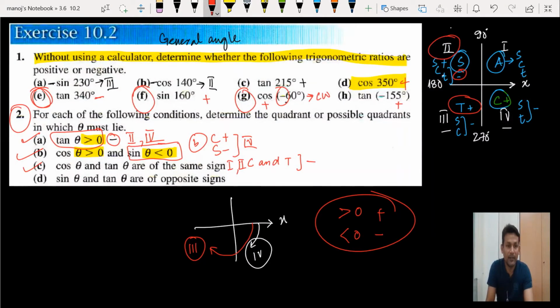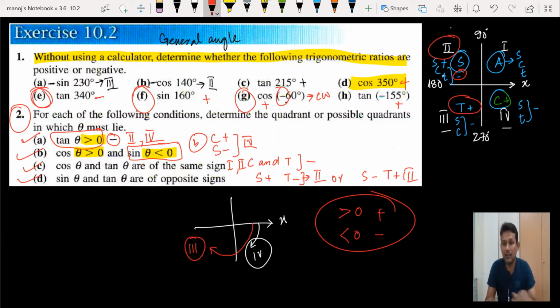In part D, sine theta and tan theta are opposite sign. Opposite sign means sine is positive and tan is negative, or sine is negative and tan is positive. Let's see the possibilities. Sine positive, tan negative is the second quadrant. Sine negative, tan positive is the third quadrant. So that's what we have done.